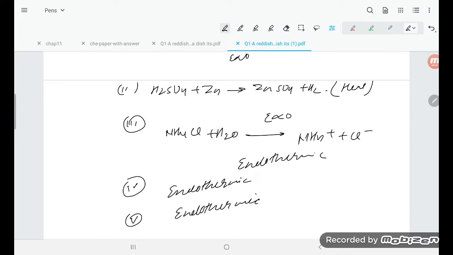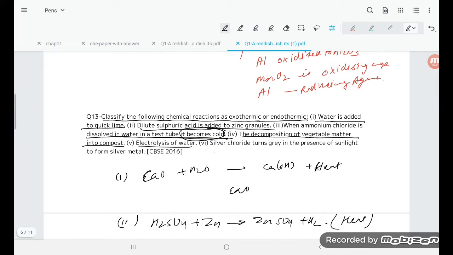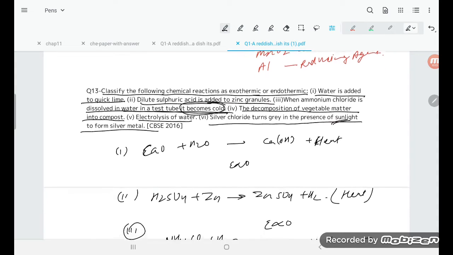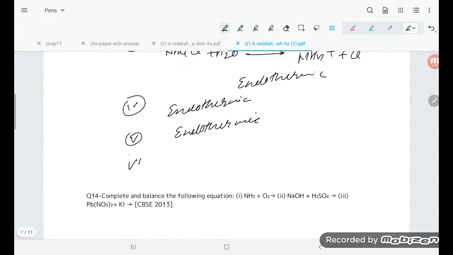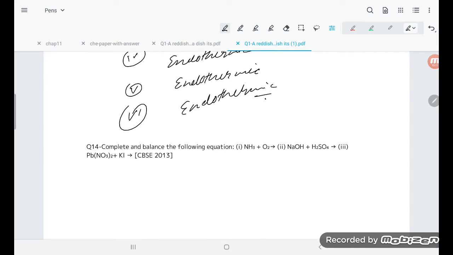They are saying silver chloride turns gray in the presence of sunlight to form metal. When you are talking about silver chloride, in the presence of sunlight, the sixth one is also going to be what, student? Endothermic, because heat, sunlight, is required. So these all are endothermic.